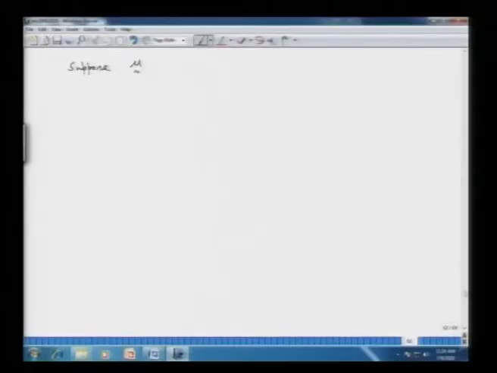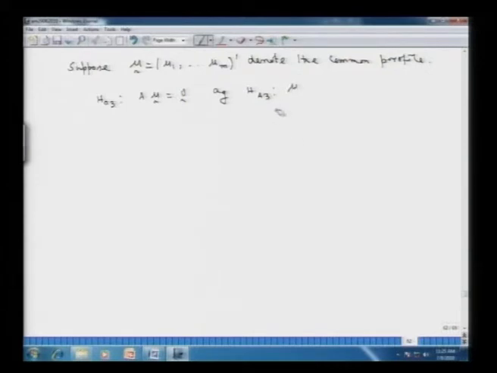Now, let me first give this notation. Since we are only testing H03 when H01 and H02 are accepted, equality of the two profiles would imply that there is a common profile. Suppose this mu vector, which is denoted by mu1, mu2, up to mu m, denotes the common profile of the two groups. So, if we have this to denote the common profile, then H03 is what we are trying to test as A mu equal to a null vector. This is to be tested against HA3 that A mu is not equal to a null vector, where A is as what we had used previously.